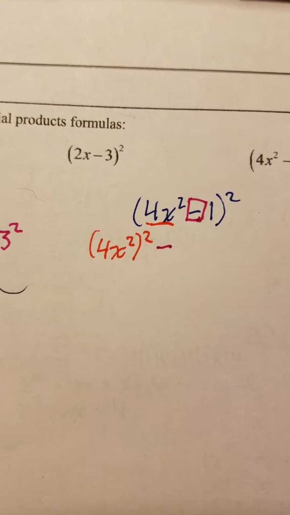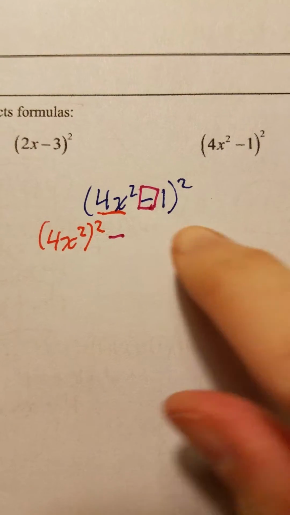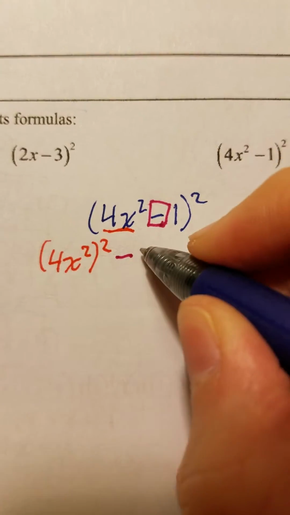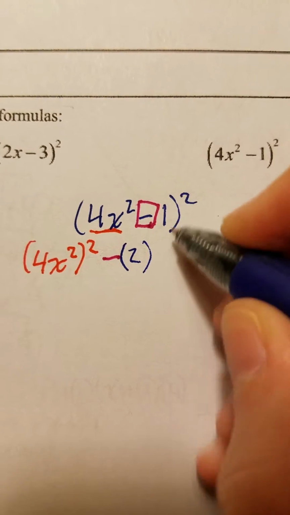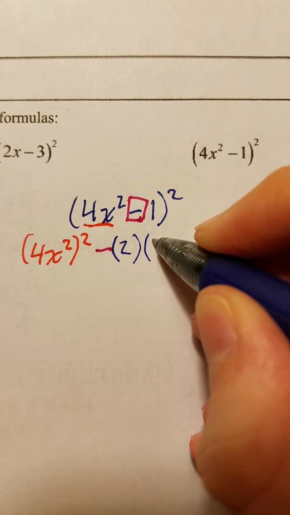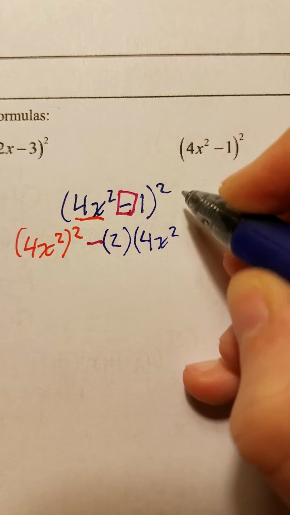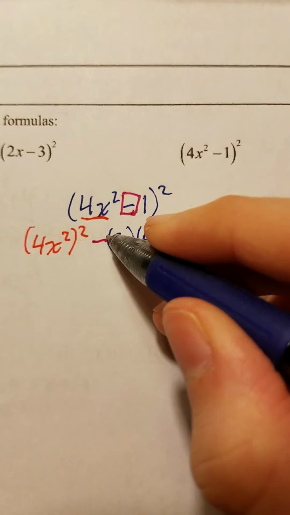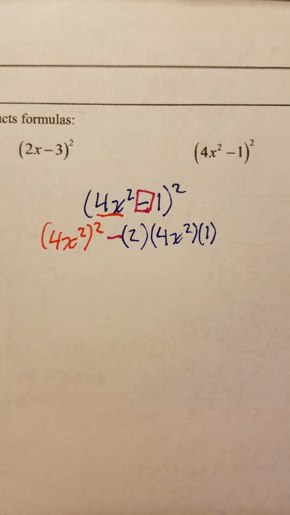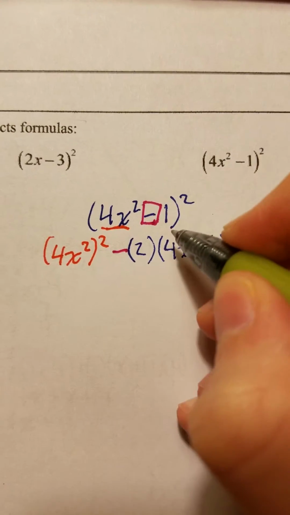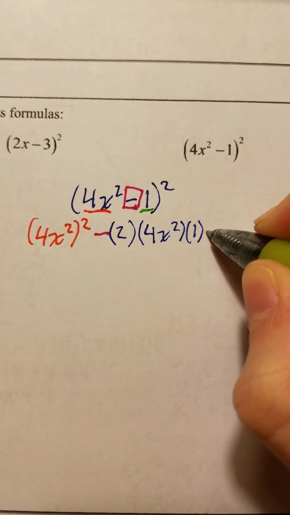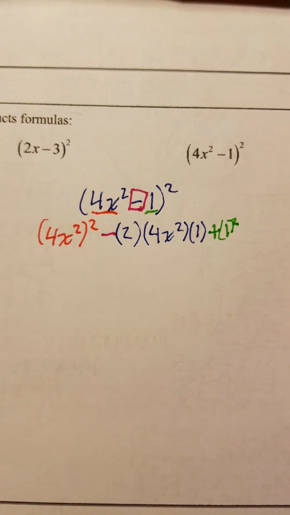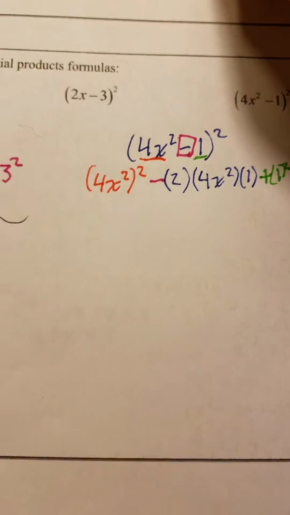Then you multiply all of this by this wonderful, mysterious 2 here. What do you do in here? I don't think it knows. 4x squared times 2 times 1, leaving out the negative because we stuck it over here. And then we square the second term, so plus 1 squared.